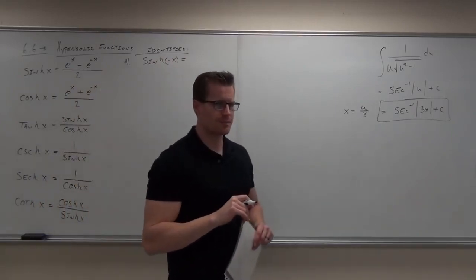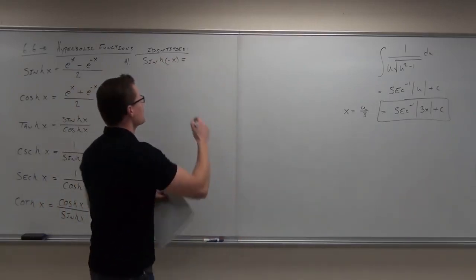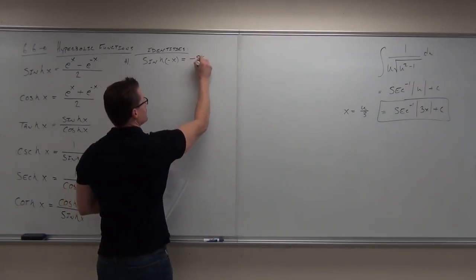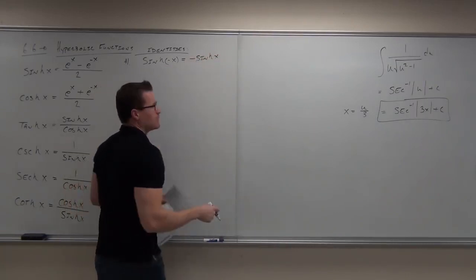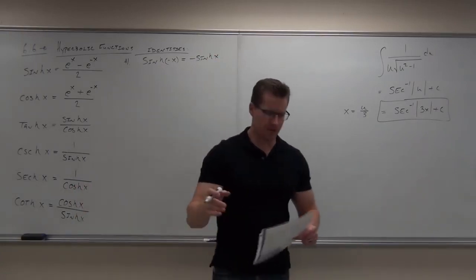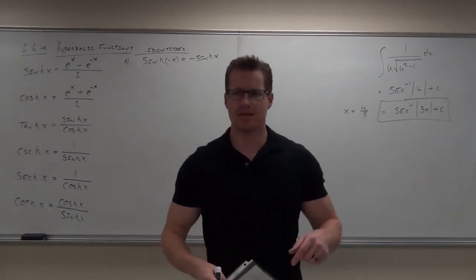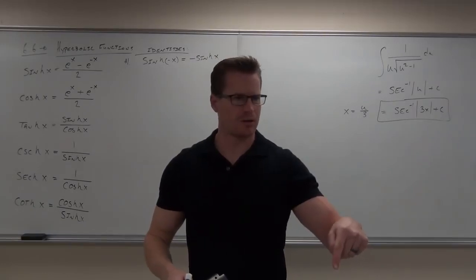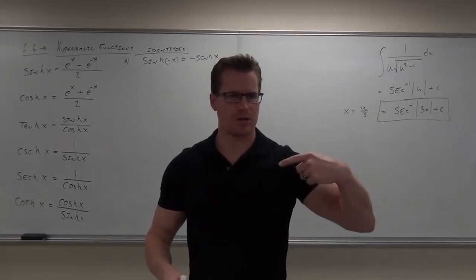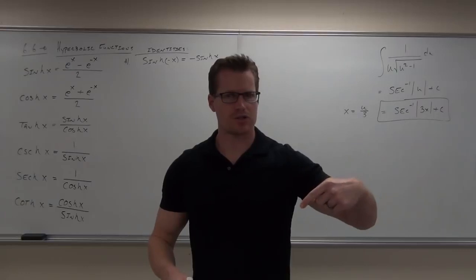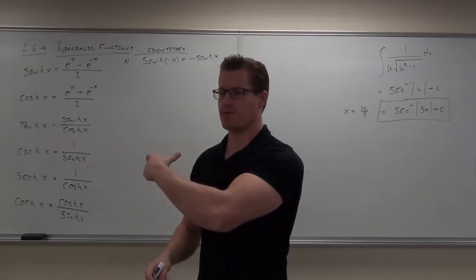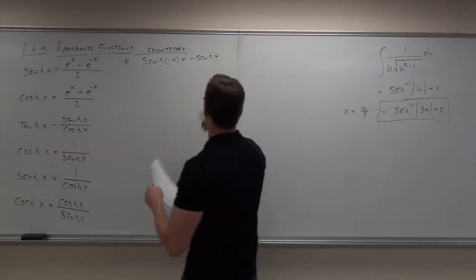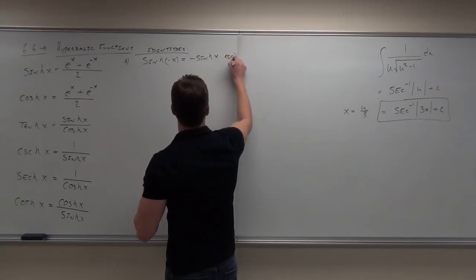Hyperbolic sine, if I plug in a negative x, it gives me now negative hyperbolic sine. What this is saying, and you can write this down next to it, is that just like sine is an odd function, you remember odd? Odd is symmetrical about the origin. Just like sine is an odd function, hyperbolic sine is also an odd function. That's what this says. Basically this says, hey, odd function.